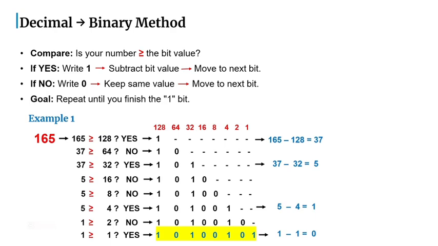Let's try 165. 165 is greater than 128, so we write a 1 and are left with 37. 37 is smaller than 64, so we write a 0. Then 37 is larger than 32, so we write a 1, leaving us with 5. We place zeros at 16 and 8, a 1 at the 4-bit position, a 0 at the 2-bit position, and a final 1 at the 1-bit position. 165 in binary is 1, 0, 1, 0, 0, 1, 0, 1.